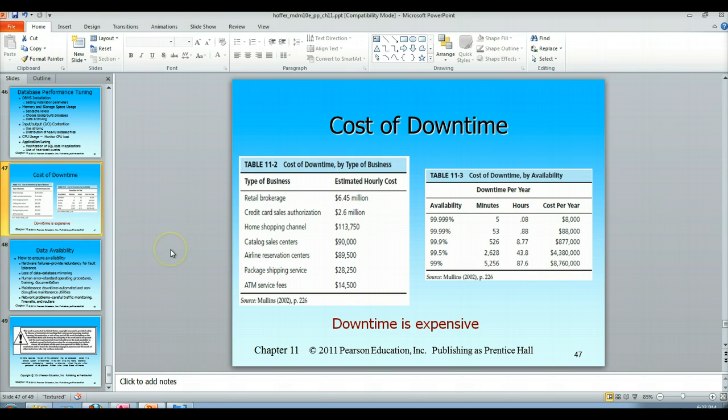And I'm sure you can look up on the internet when you get into Six Sigma and is 99% good enough. You can see how that relates to the availability.